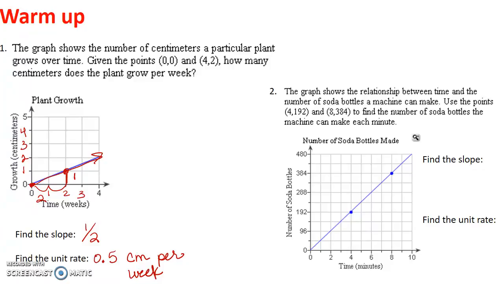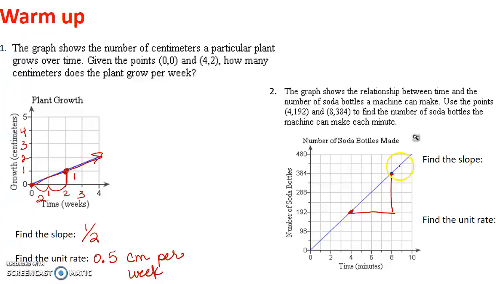All right, number 2, the graph shows the relationship between time and the number of soda bottles a machine can make. Use the points 4, 192, and 8, 384 to find the number of soda bottles the machine can make each minute. So they've gone ahead and put those on here. Again, we need to find the rise and the run of this graph. And they're giving you the numbers here.